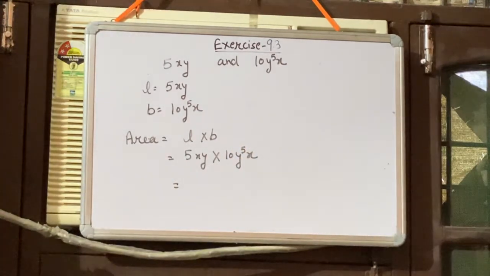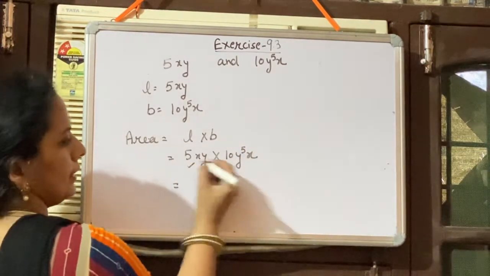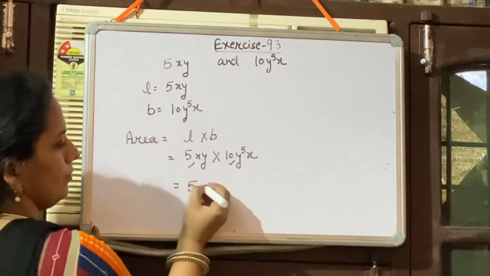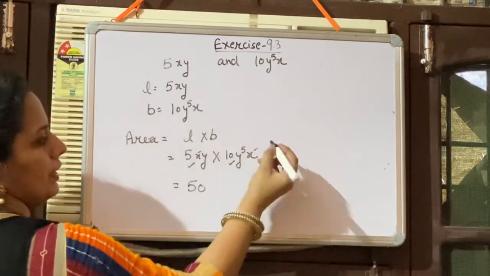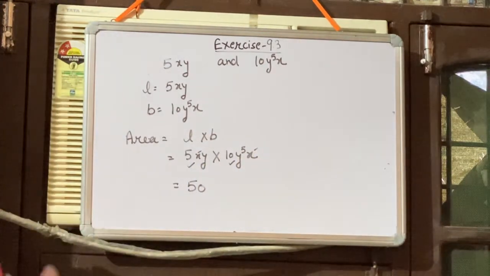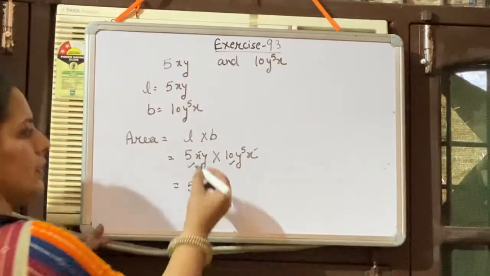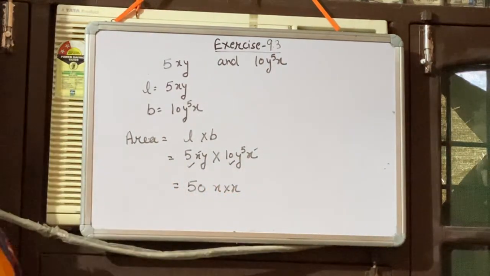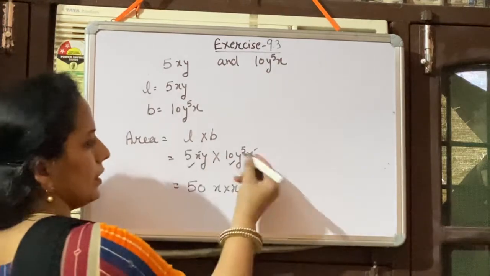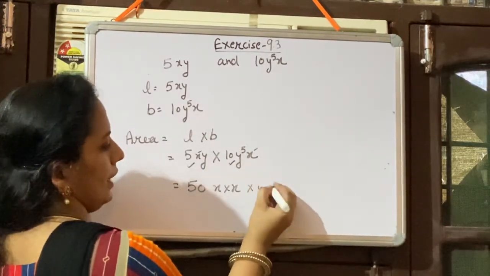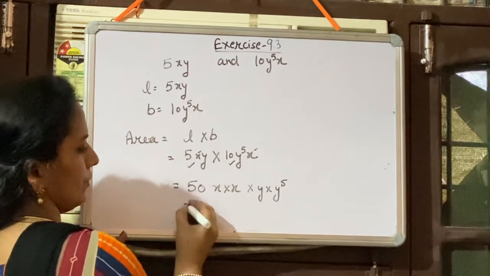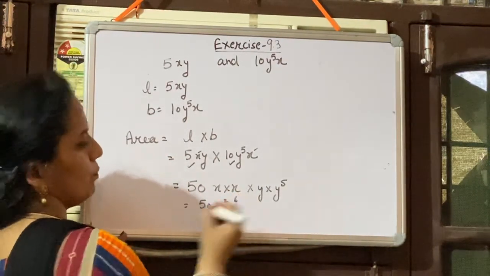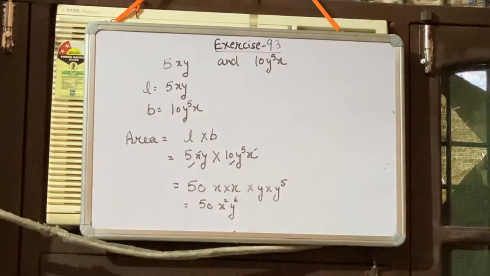Now follow the same rule. That means multiply the constant terms first of all: 10 times 5 is 50. After that, the same variable x we have 2 times, the base is the same, so the powers must be added. You can write the terms in which the base is the same, then y and y raised to power 5. So 50 x square and y raised to power 6. So this is the area.